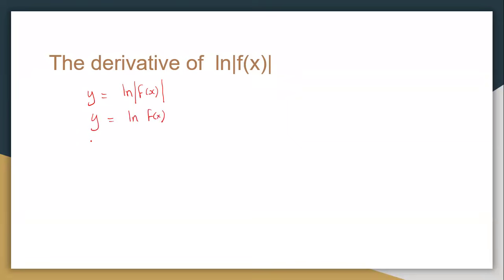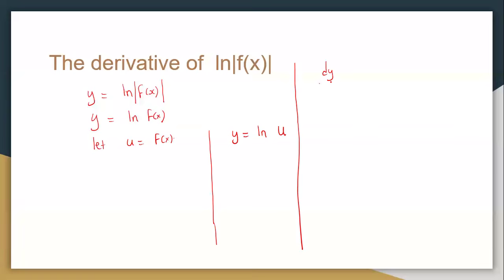Now, what is going to happen? Members, I can let u equal my function f of x. Now, if u is equal to that, I'm going to have y equals ln of u. Where there is f of x, we put u. Now we have changed the variables. We have u and we have x. So we are going to use our chain rule and say that dy/dx is equal to dy/du times du/dx. So you need your dy/du and your du/dx.